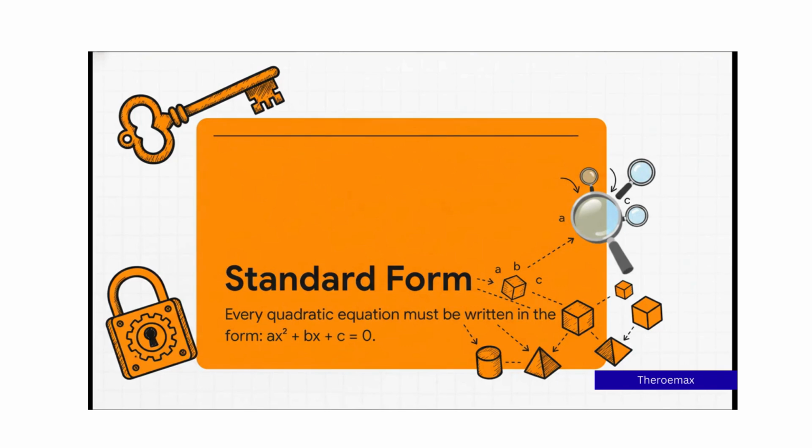Okay, but before we can use this amazing key, there's one super important rule. Your equation has to be, and I mean has to be, in what's called standard form: ax squared plus bx plus c equals 0. Getting it into this format is how we figure out the pieces we need, those coefficients a, b, and c.